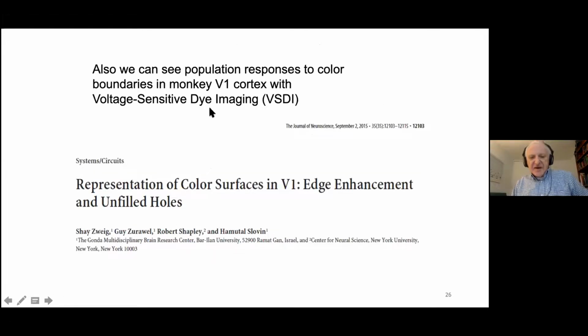Now I want to talk about the work that Zweig and Hamatal did, studying this problem using voltage sensitive dye imaging. I'll go through it very fast, but it's a summary. Other people had looked at how these double opponent cells could be sensitive to edges, particularly van der Heijt's group in a very nice paper by Friedman, Zhou, and van der Heijt. But here we were able to look at the whole population simultaneously by using voltage sensitive dye imaging.